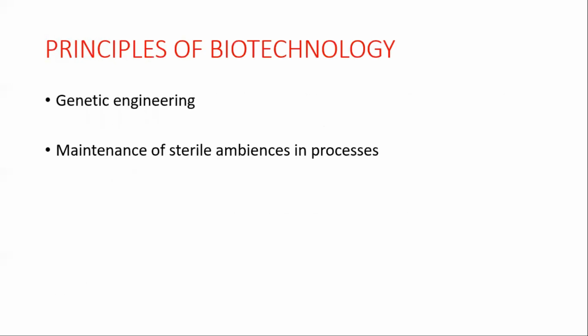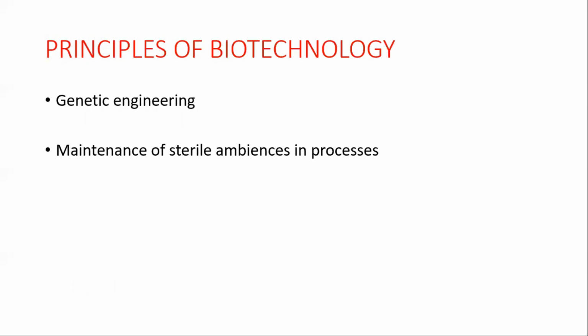Now, principles of biotechnology, again, just for inclusion's sake, I have included here. So you have two principles, one is genetic engineering and the other is maintenance of sterile ambience in various processes. Genetic engineering means you are going to use all the chemical entities such as your enzymes, all culture medium in which you're going to grow these cells. All these you're going to use in order to get a particular output.